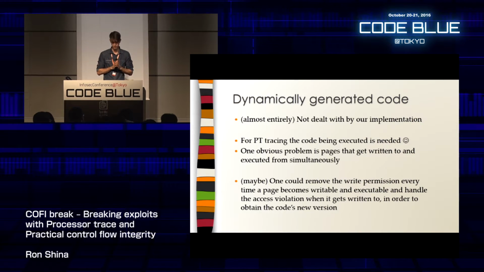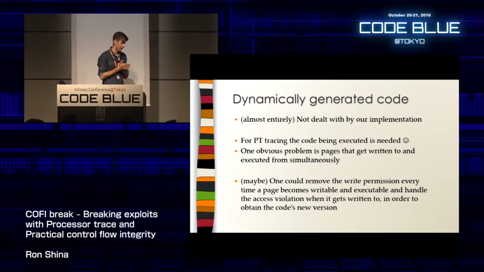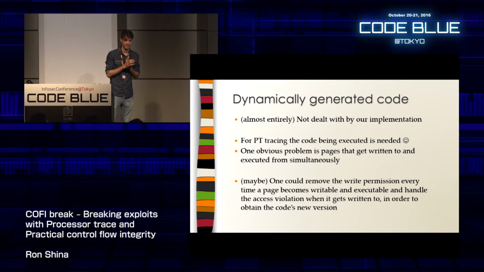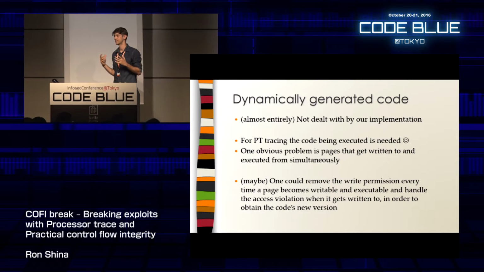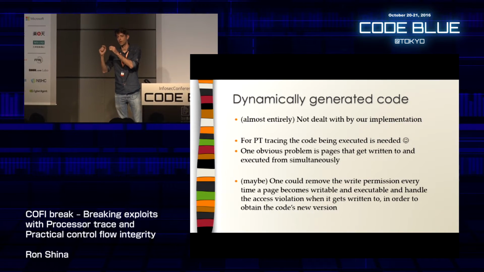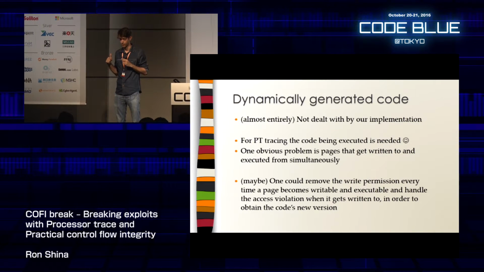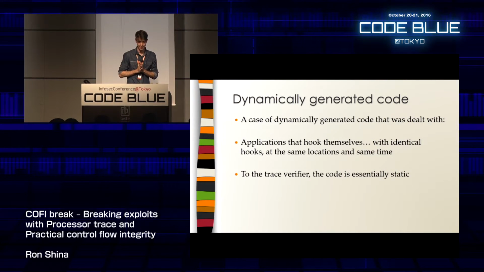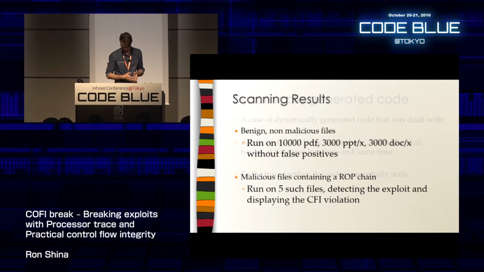How about dynamically generated code? Well, it's almost entirely not dealt with by our implementation, which means JITted code. One of the reasons is that you need the binary at every point. So let's say a page is writable and executable at the same time. In order to trace it, you'd have to know what got written at every point. So one of the ways that you could do that, which we didn't, is to remove the write permission and then just deal with the access fault every time it gets written to, to have the current version of that page while you're tracing. But we didn't do that. A case that, OK, I'll just get to that a bit later.